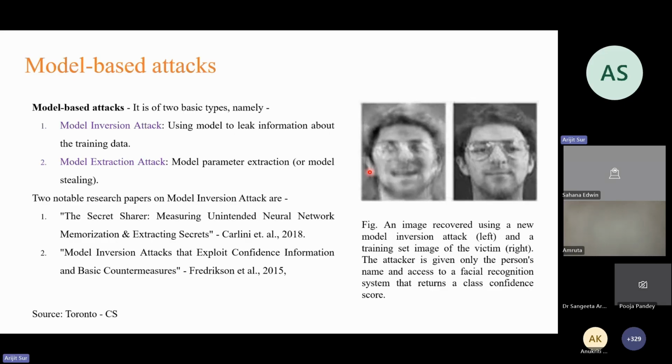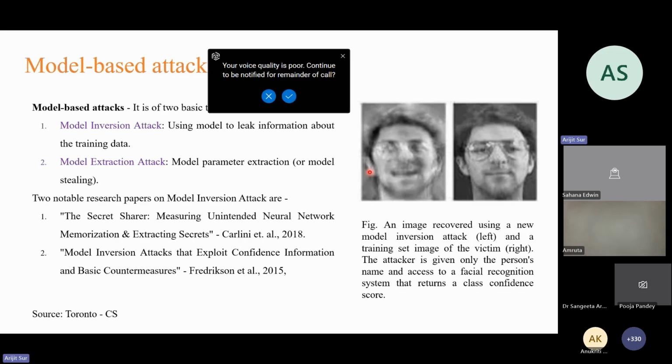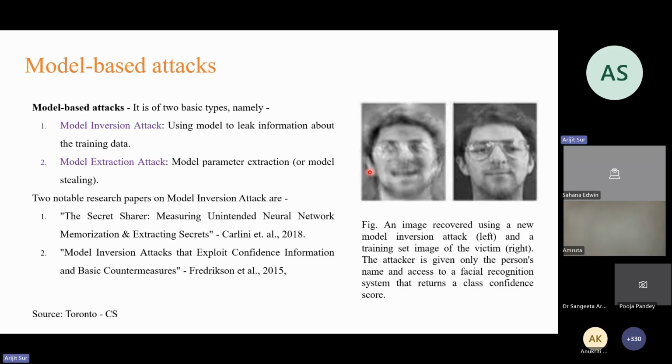So here also we try to understand. This is a model-based attack. Whatever we have discussed so far is basically the data kind of thing. Now there are two basic types of model-based attack. One is the model inversion attack.